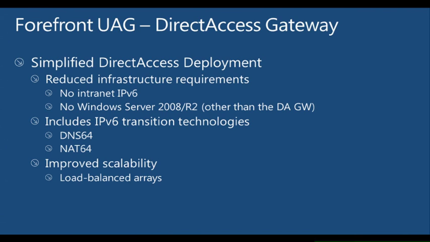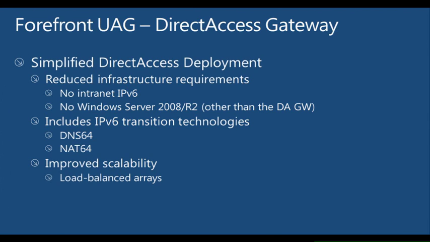In terms of scalability as well, it's much improved with UAG, because Server 2008 R2 DirectAccess is limited to failover clustering, so it's basically active-passive clustering. With UAG, we can create network load balanced arrays, and so it's active-active. It allows me to scale out much more efficiently.